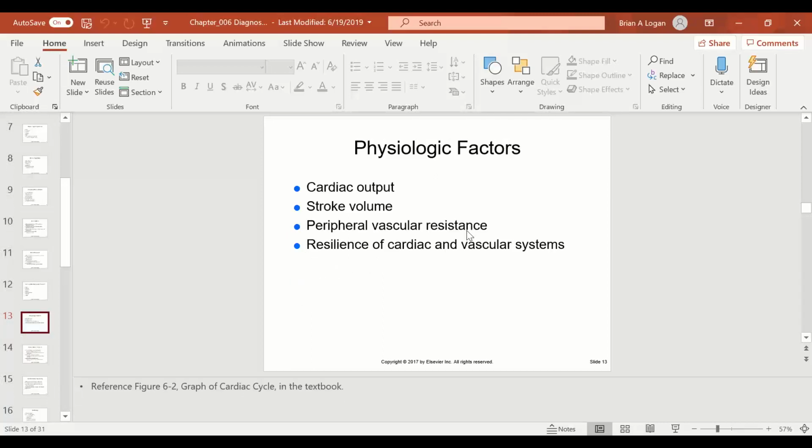Physiologic factors that affect blood pressure. This is your cardiac output. How fast is your heart beating? Stroke volume. This is talking about how much blood the heart is pumping out to the body.